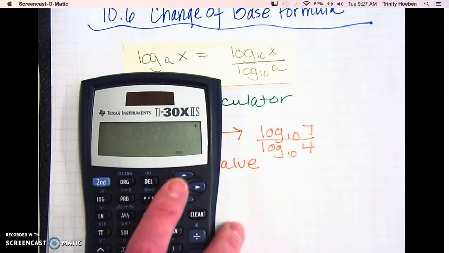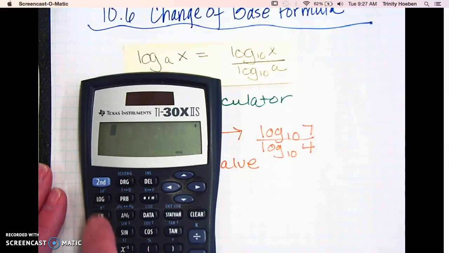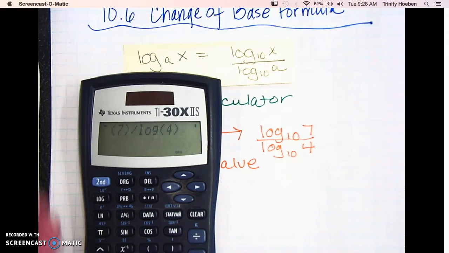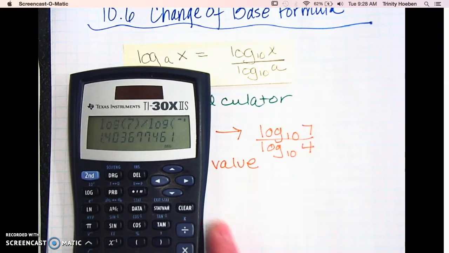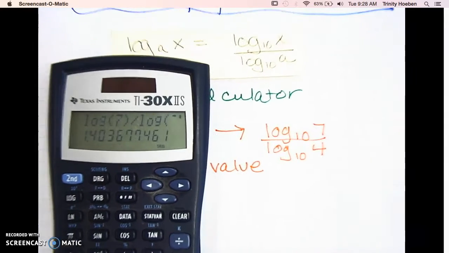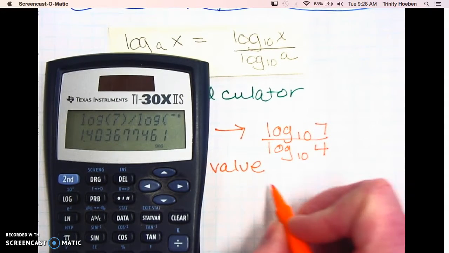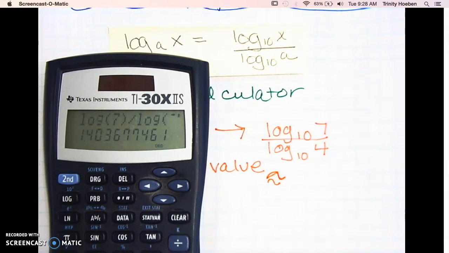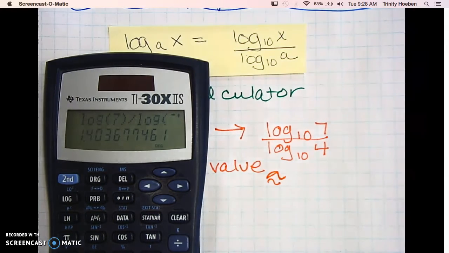Log base 10 of 7. Close your parentheses. Divide it by log base 10 of 4. Then hit the equal sign. There we go. And we're going to use a wavy equal sign. So who knows why we use a wavy equal sign? Because it's approximate. Because we're rounding.